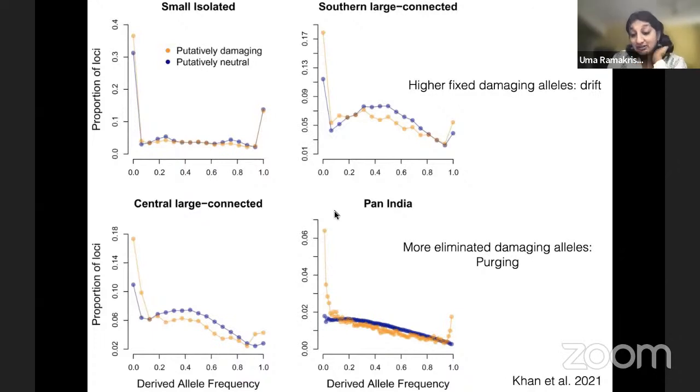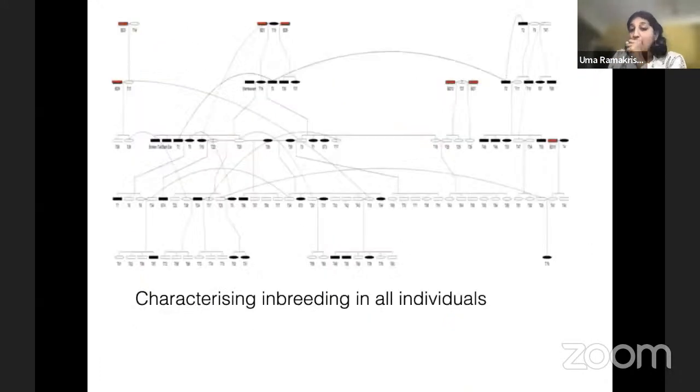However, what's really interesting is the alleles which remain in Runthambore are at very high frequency, which means that Runthambore, the small isolated population, could still experience inbreeding depression. So the old-fashioned way of characterizing inbreeding is to look at pedigrees, and if we could combine this inference with actual individuals with phenotypes and understand their reproductive success, that would be really cool. So we're trying to do this.